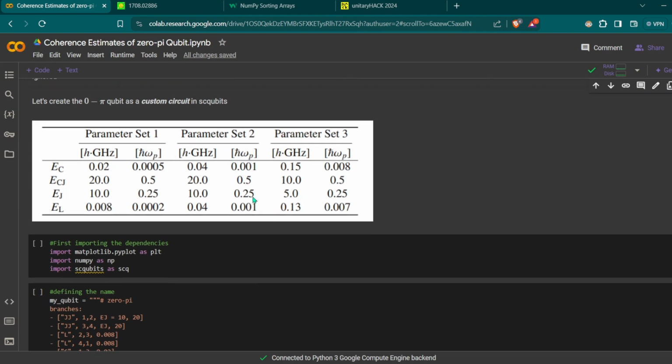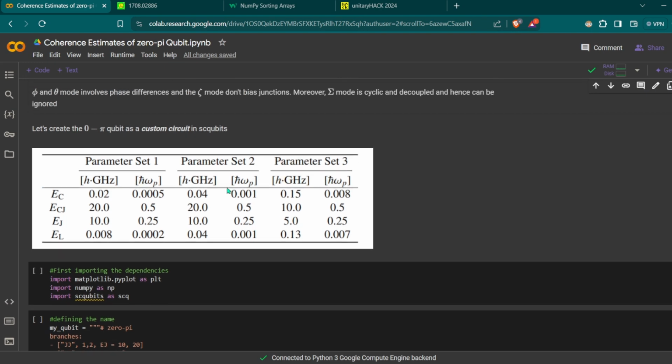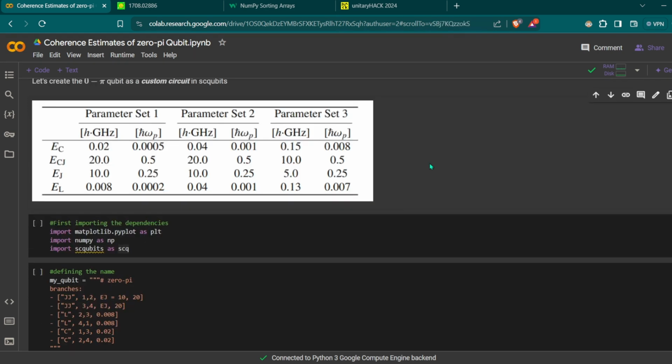And now we can create the circuit. So I have taken the parameters from the paper. From this parameter list, we are going to use the set one, and particularly this column in the units of Planck's constant and gigahertz. And we have all the values for EC, ECJ, that is the capacitance energy of the Josephson junction, and the Josephson energy, and we also have the inductance energy values.